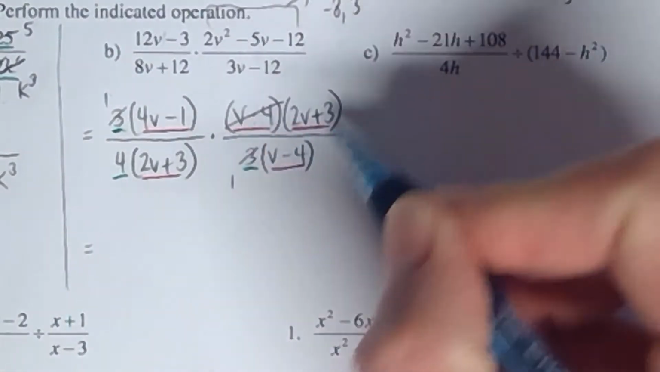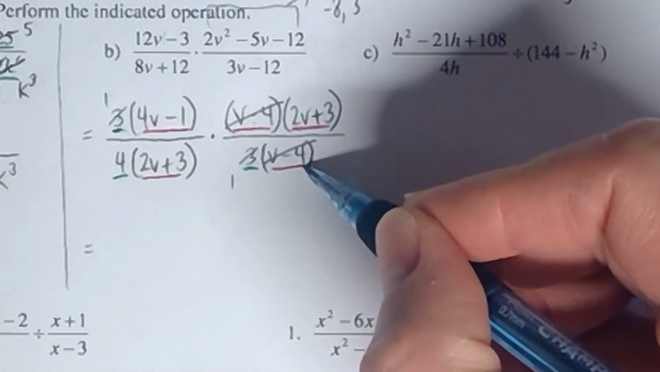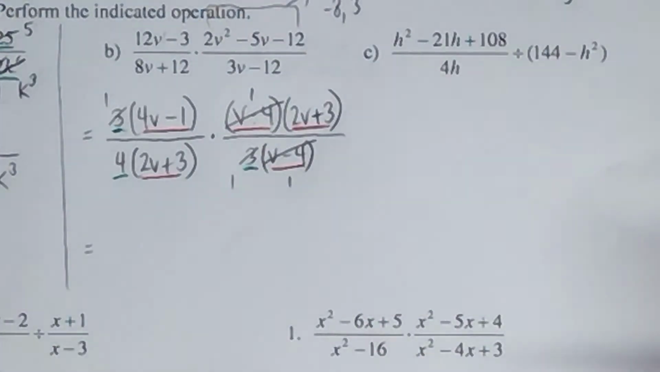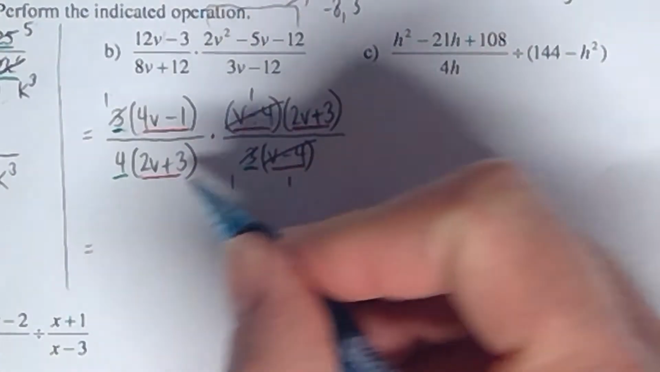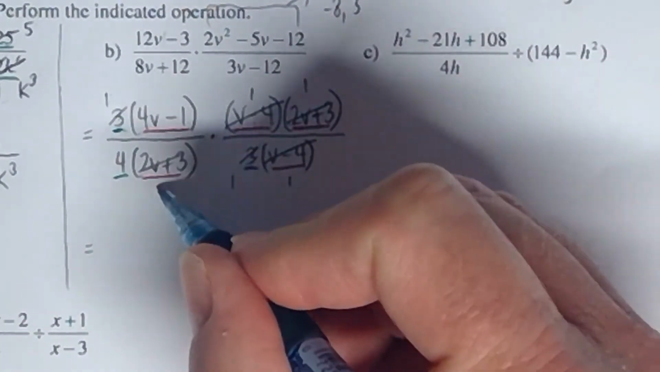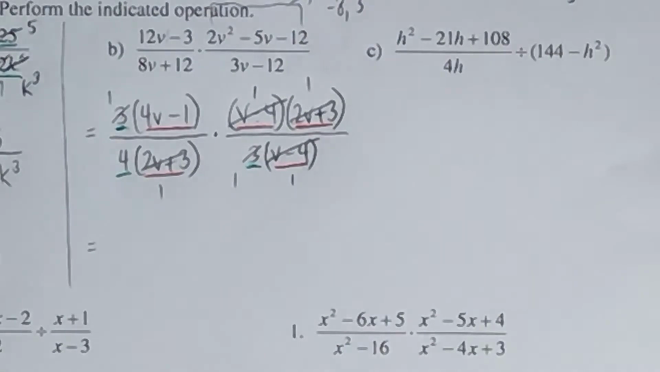We got this one here and this one here. And when they are exactly the same, it becomes 1 and 1, just like it did in the last section. 2v plus 3 and 2v plus 3, those are exactly the same. So they become 1 and 1 as well. And that's it, right?